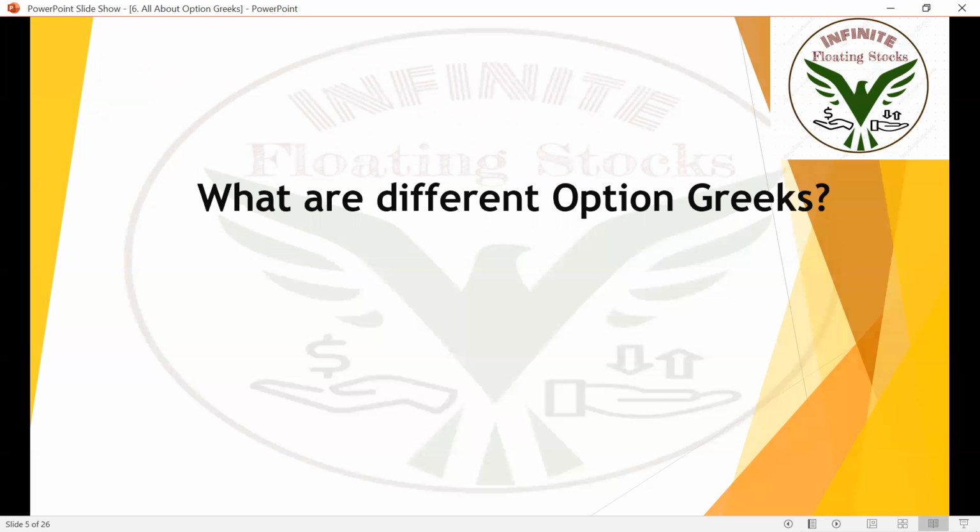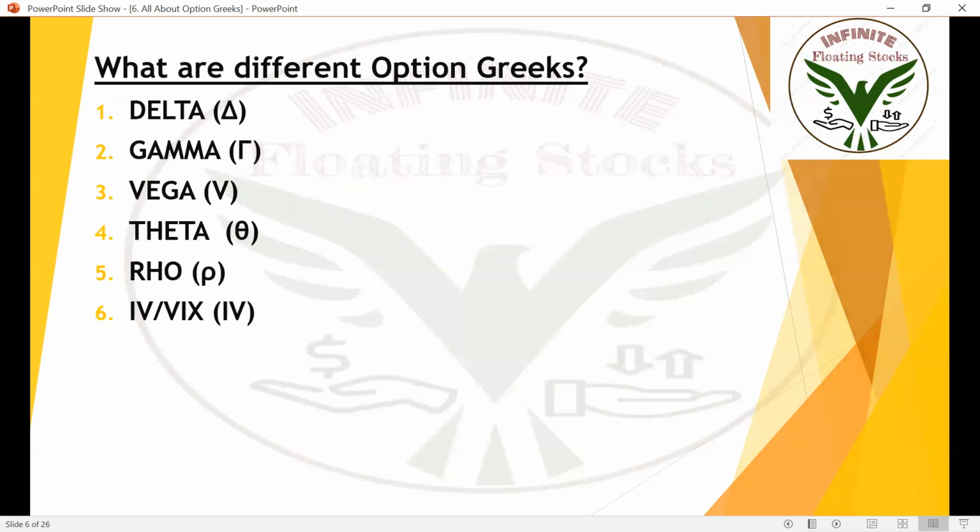So what are the different types of option Greeks? There are five different types of option Greeks, not five, six. There are six different types of option Greeks, and the first one is delta. Second one is gamma. Third one is vega. Fourth one is theta. Fifth one is rho. And sixth one is VIX or IV. I repeat, there are six different types of option Greeks.